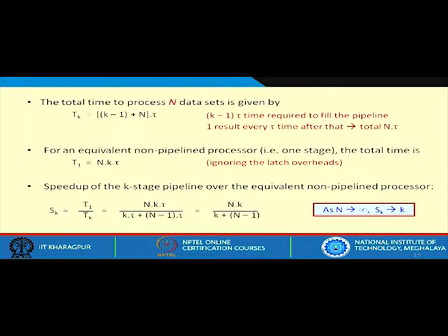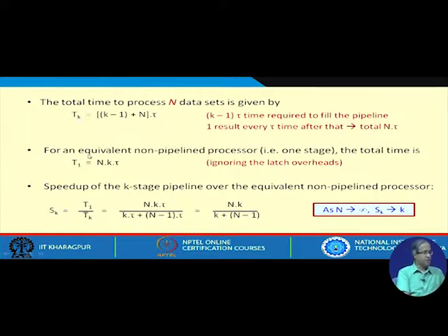So, the total time to process n data sets, how much? It will be this. How? There are k number of stages, you recall. So, k minus 1 into tau, tau is the clock period. This much time is required to fill the pipeline. Once the pipe is full you get one result every clock, that means every tau. So, that is n tau, that is how this expression comes. Tk represents the total time in a k stage pipeline.